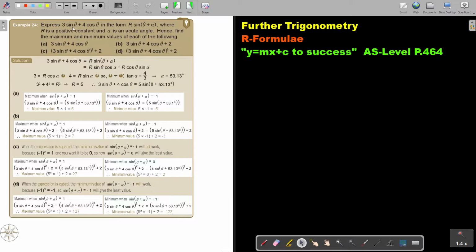Express 3 sin theta plus 4 cos theta in the form r sin(theta plus alpha), where r is a positive constant and alpha is an acute angle. Hence, find the maximum and minimum values of each of the following. Okay, so I don't want to find the value of x, just the maximum or the minimum.